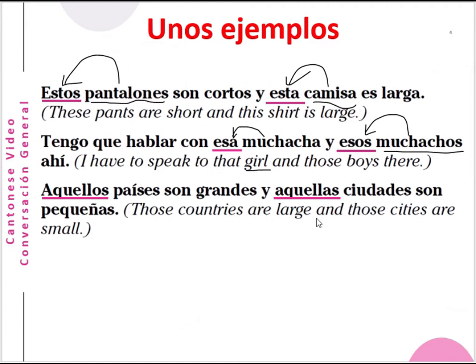Those countries are large and those cities are small. Country is masculine plural, and ciudad is feminine, plural form of those. When the speaker speaks about those countries and those cities, they are speaking about places very far from them, not near. So we use aquellos for the masculine and aquellas for the feminine. So those countries are large and those cities are small. Aquellos países son grandes y aquellas ciudades son pequeñas.